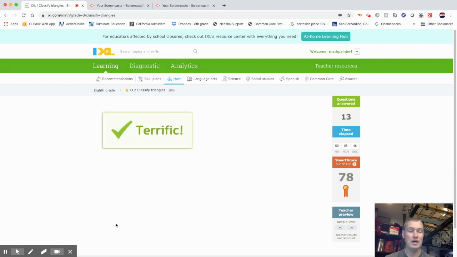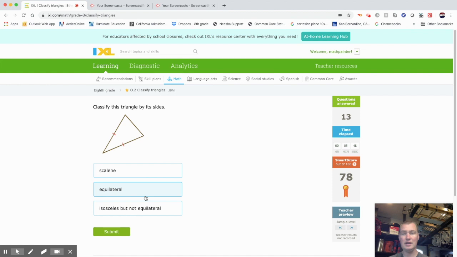How about one more question for this beautiful IXL? Classify the triangle by its sides. We have 2 sides that are matching. It's not scalene. It's not equilateral, but it is isosceles because 2 sides out of 3 match.